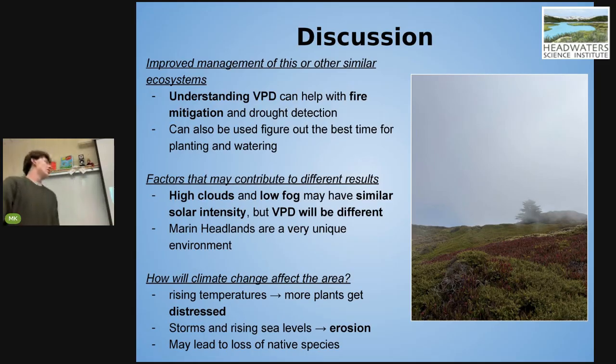Climate change will affect our area in a number of ways. One, rising temperatures will distress plants. Of course, there's going to be more solar intensity, and that will also mean that the fog's probably going to burn off and the plants are going to be less protected. Additionally, storms and rising sea levels are going to lead to erosion and habitat loss for a lot of these specially adapted plants and native species. And storms would do the same thing.